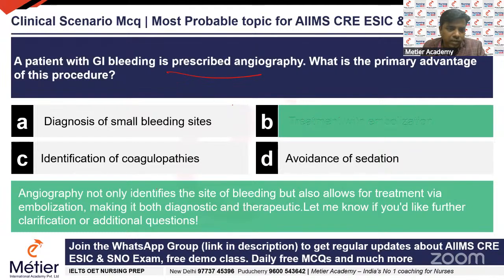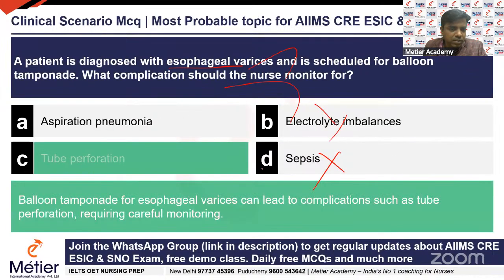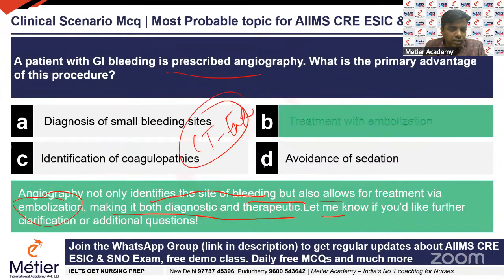Yes, angiography not only identifies the site of bleeding along with the colonoscopy, second stage. CT angiography, usually we do angiography next to the colonoscopy. It identifies the site of bleeding, but also allows treatment via embolization. That makes it both a diagnostic and therapeutic procedure. Treatment with embolization.